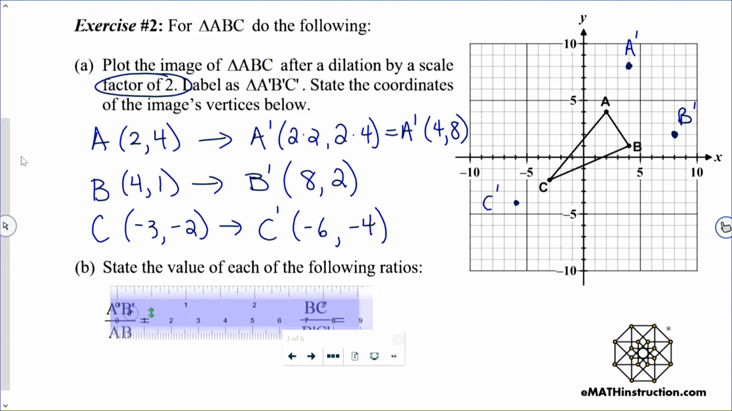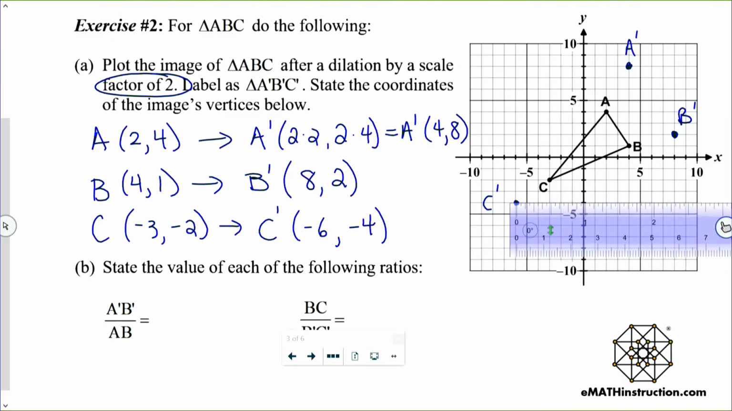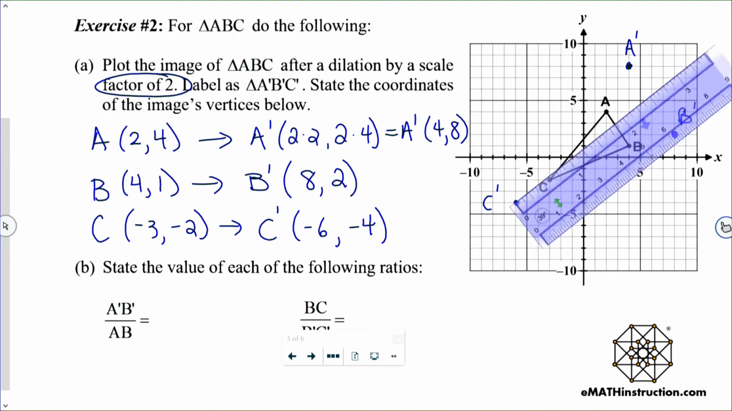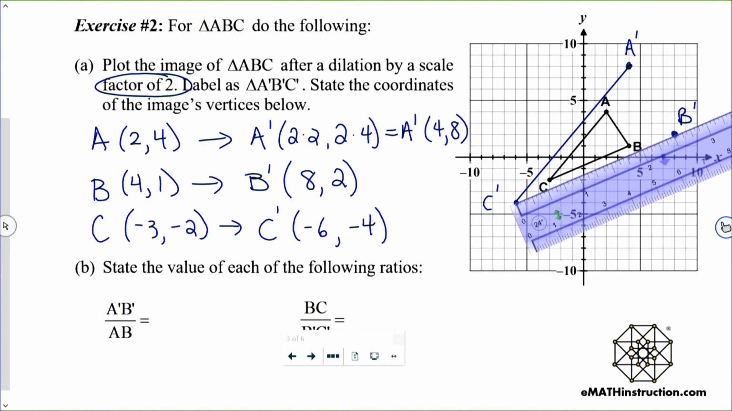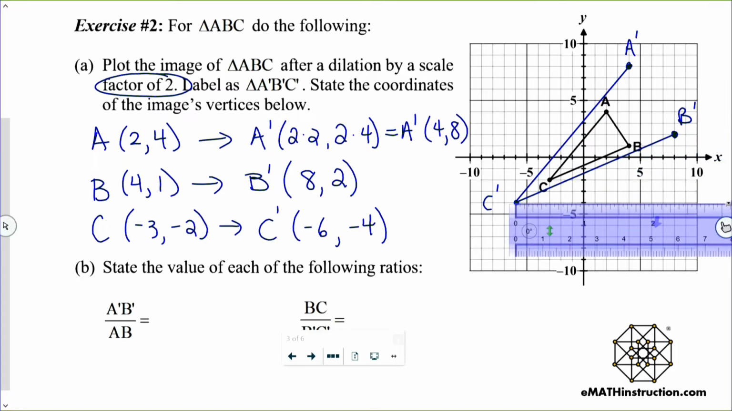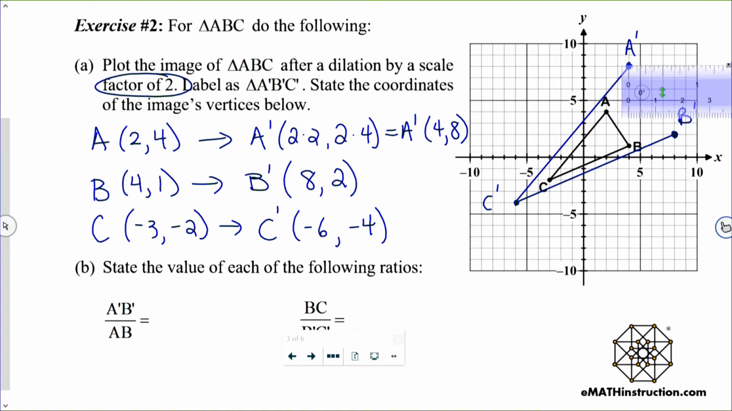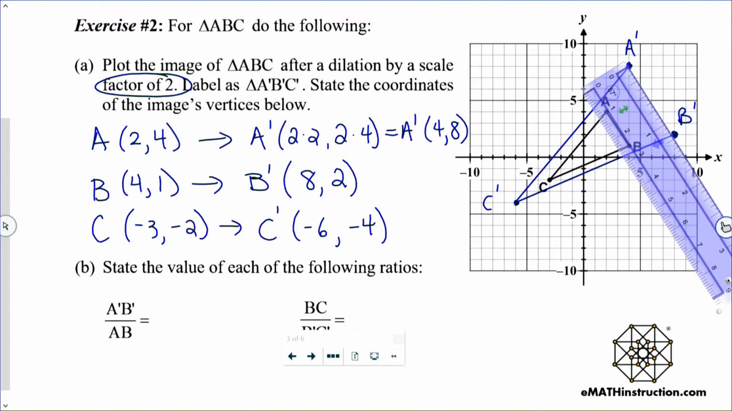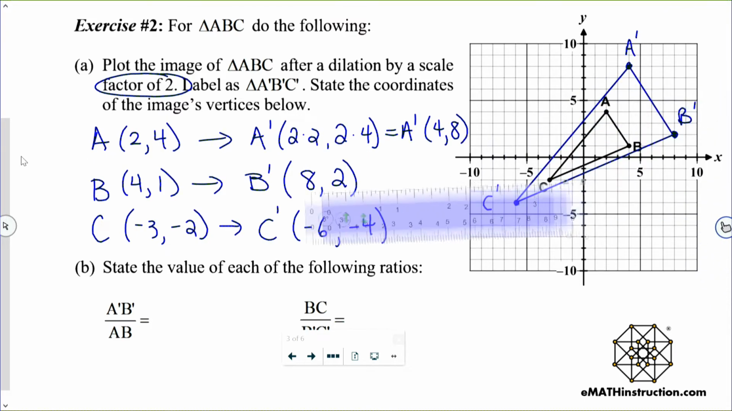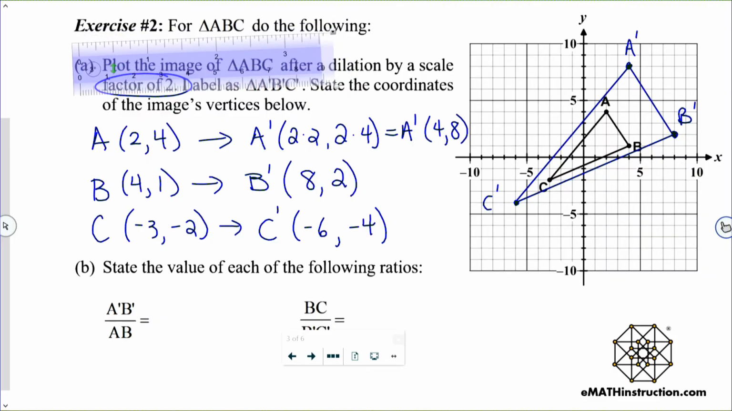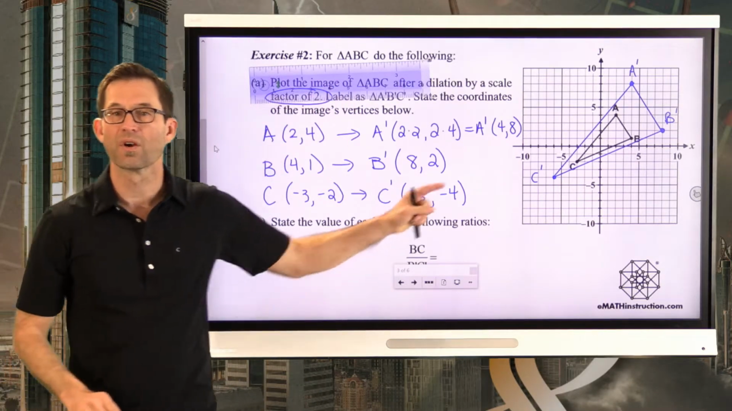And of course, I want to connect those all with straight line segments, easier for you than me, but we'll take a shot at it. And a little bit of this. And finally this. This is the one that's tricky. But move it over here. And we've got triangle A prime, B prime, C prime. Right? There it is. There's our dilated triangle.